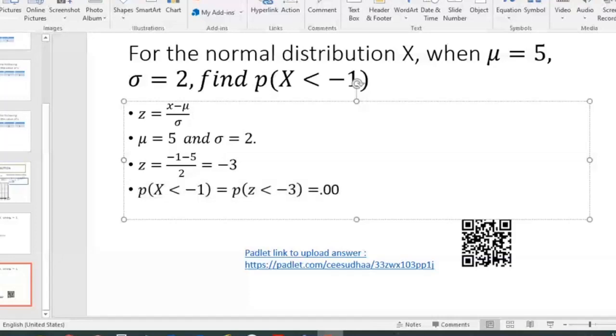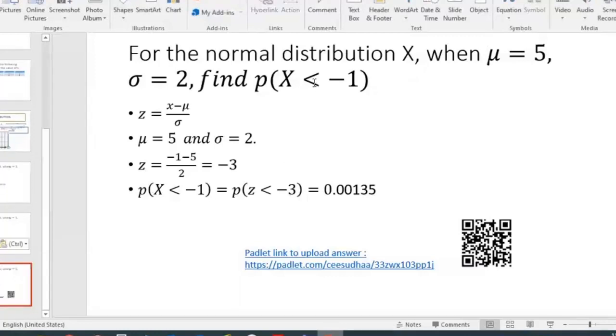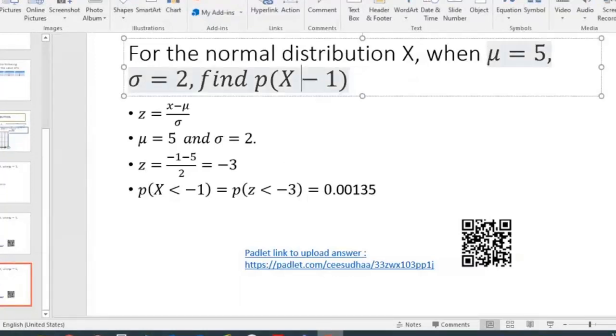Take the same question with a small change. The change I'm going to make is to make it greater than minus 1. So far we have seen only less-than values. If it is coming greater than, we need to make a small change here, because the normal table will give only the less-than values. Whenever you are getting greater than, the first step is the same. So when you come here, it is greater than minus 1.